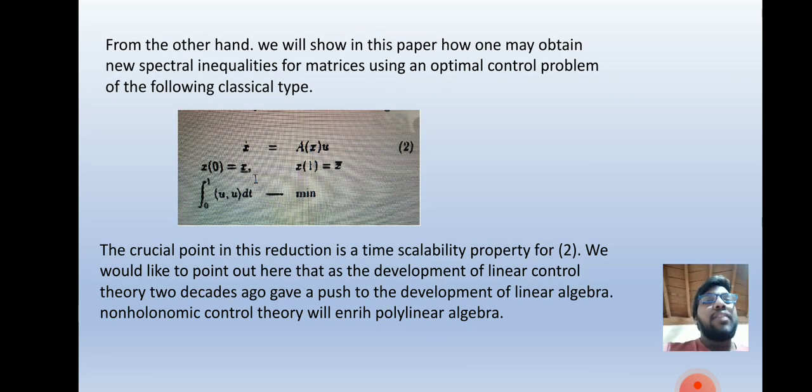Now, on the other hand, we will show in this paper how one may obtain new spectral inequalities for matrices using an optimal control problem of the following classical type. First, we take x dot equal to A of x, u in equation 1. In equation 2, we take x equal to x of u, x of 0 is x, x of 1 is z. Here, the integral from 0 to 1 of u, u dt attains a minimum value.